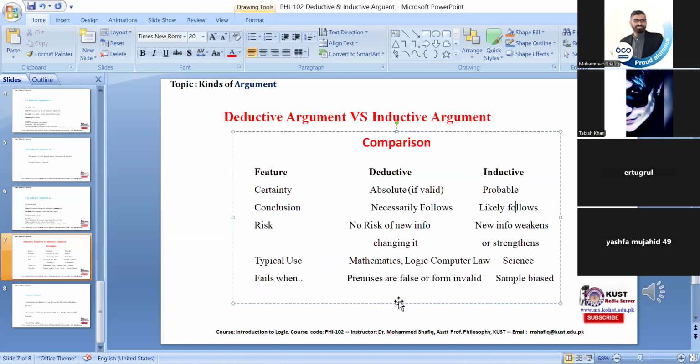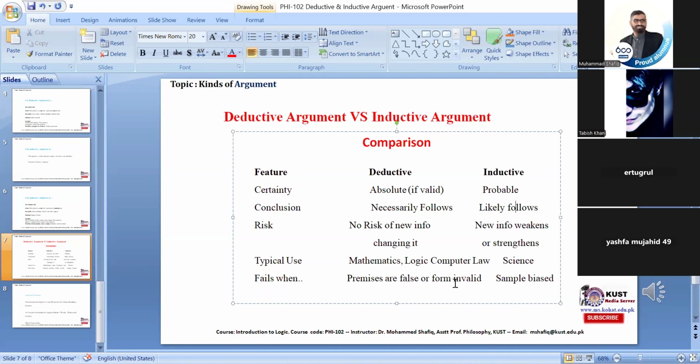When premises are not true. For example, if I say that all men can fly, Mr. X is a man, therefore Mr. X can fly. So the first premise is false, although it might look like a valid argument, but it's not true.